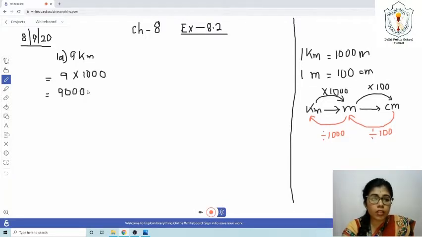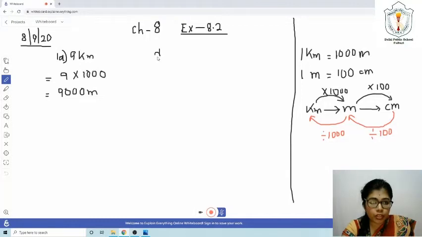So 9000 meter. Now children, if you do not write the unit, that is meter or kilometer, whatever you are converting into, that means your answer is incorrect. If you only write 9000, your answer will not be considered. In that case, your answer will be considered as incorrect. So whenever you are converting measurements, you have to make sure that you write the units. Okay, now B and C are similar. Let us move to D.